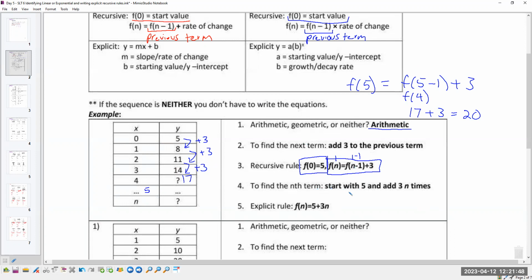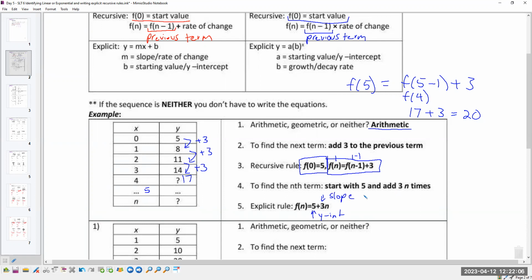So to find the nth term, I start with 5. This is my description of the explicit formula. I start with 5, and I'm going to add 3 n times, because 5 is like my y-intercept, and 3 is the slope.